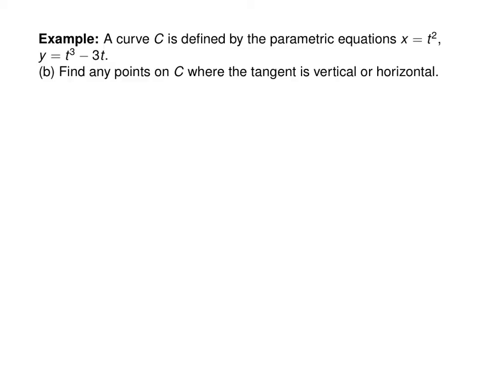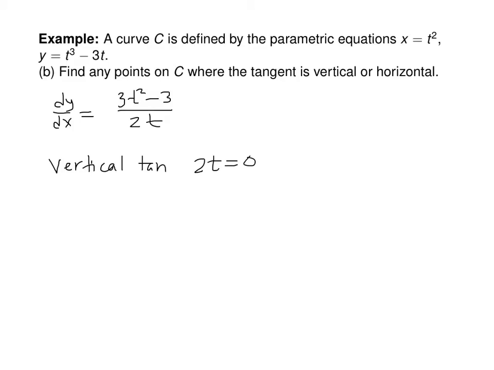Find any points where the tangent is vertical or horizontal. Remember that our derivative, dy/dx, is given by 3t squared minus 3 over 2t. We have a vertical tangent if the denominator is 0, so 2t equals 0 implies that t equals 0, and that means that x is 0 and y is 0. You get that by plugging t equals 0 into the parameterization. So we have a vertical tangent at (0, 0).